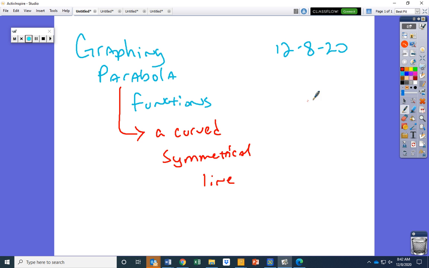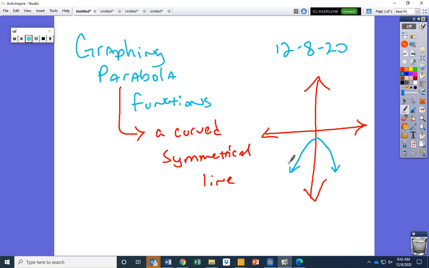On a graph, this is just a generic one. It's going to cross the y-axis, and that's where it's going to curve. So it's going to look maybe something like that. All right, that's what a parabola is going to look like. Are we good so far?